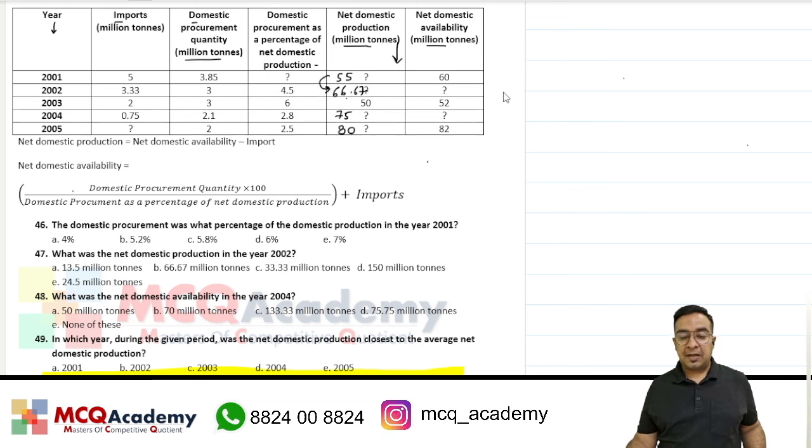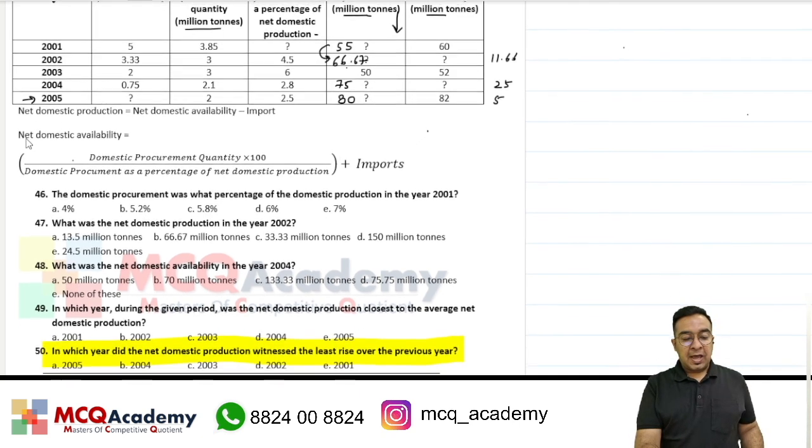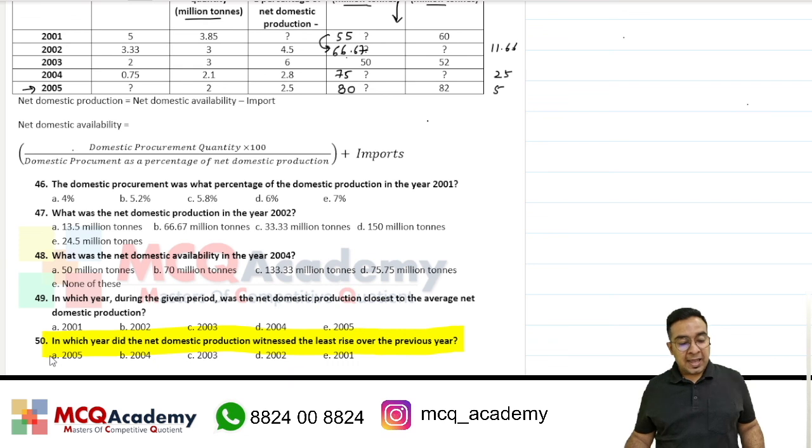55 से 66 पे आते हुए this growth is equal to 11.66. Then 66 से 50 को कंसिडरेशन में नहीं लेंगे क्योंकि this is a degrowth. 52 to 75 this growth is equal to 25 and 75 to 80 this growth is equal to 5. हमें आइडेंटिफाई करना है किस ईयर में this growth is minimum. So clearly your answer to this question will be 2005 and therefore you need to mark A as the answer to this question.